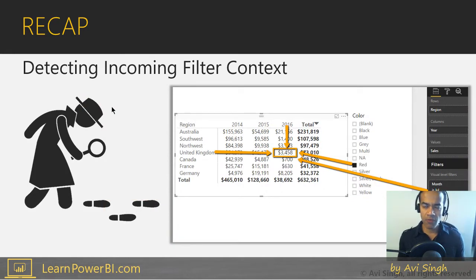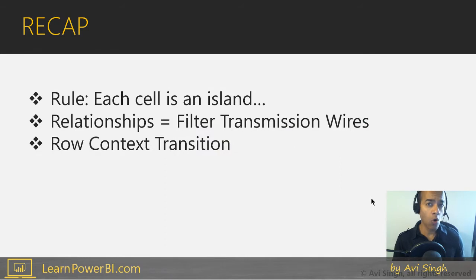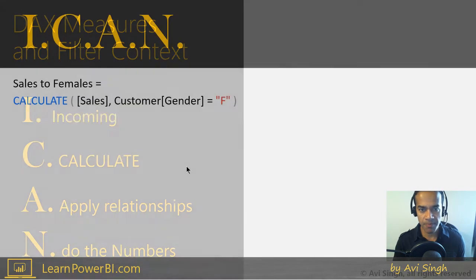The first step in I CAN is to detect incoming filters. We have done in the past a whole exercise where you look at it cell by cell. You don't say, I'm going to try to solve this whole measure. No, you just say, I'm going to figure out what's going on right here. So you ask, what are the incoming filters? They can come from various places: rows, columns, slicers, filters, and so forth. You always state that in terms of table column equals value. Relationships, how they act, row context transition, we've talked about that.